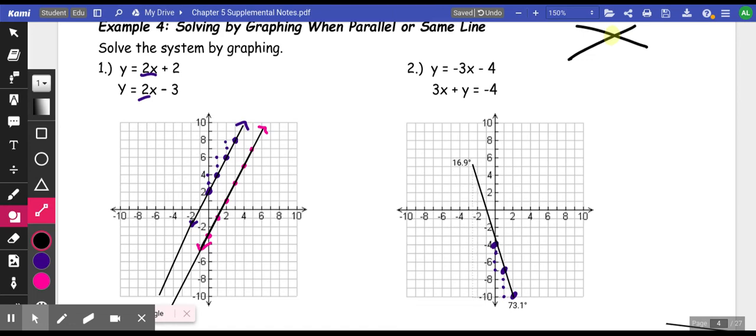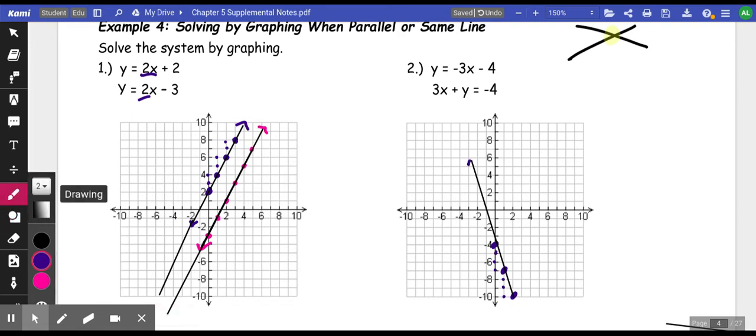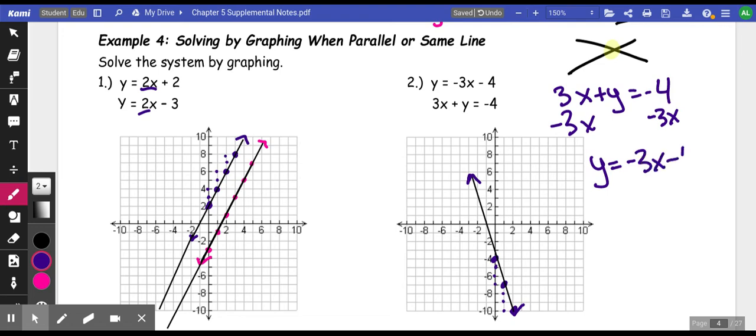I'm going to try and make this one a bit longer. All right, and I have now another equation, not in slope-intercept form, so let me do the math there. I've got 3x plus y is equal to negative 4. And I know I need to move that 3x to the other side, so I'm going to subtract 3x from both sides. And I get y is equal to negative 3x minus 4.